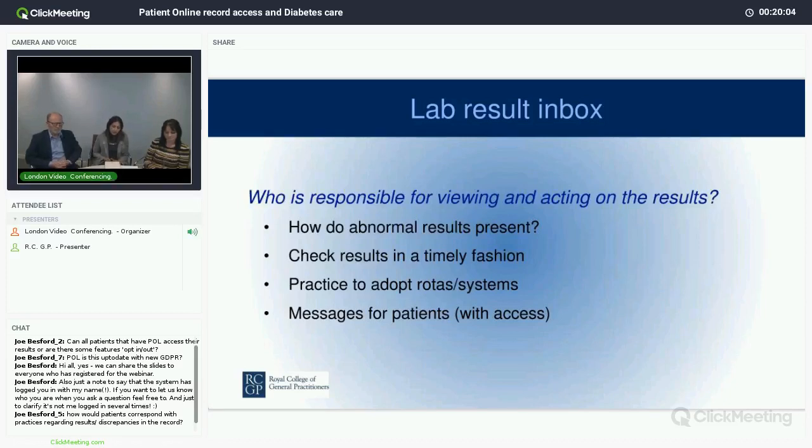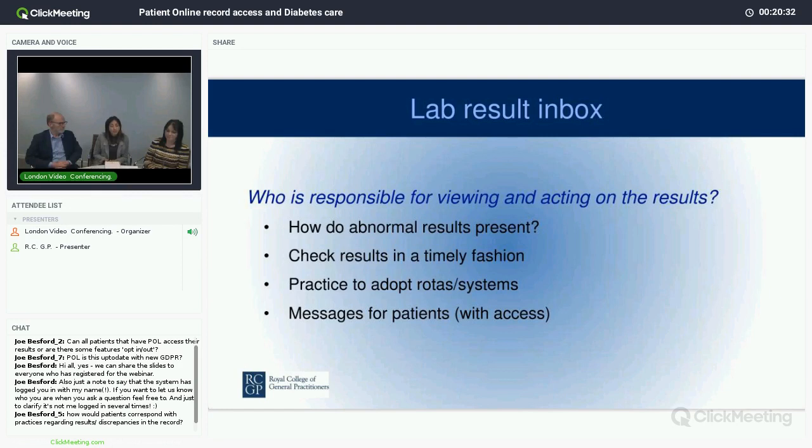It's also quite important that all practices have a safe system in place to promptly deal with all their test results. So, for example, if a GP or if a practice nurse is on leave, there should be a safe, robust system in place so that the practice knows who is taking over responsibility of dealing with that doctor or that nurse's results.